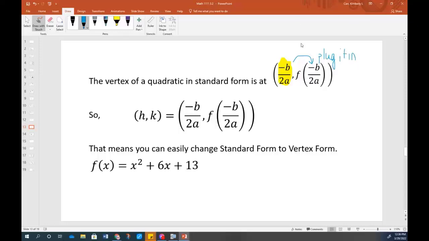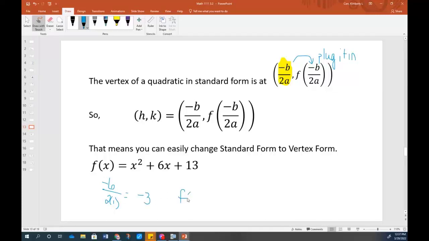Plug it into what? To whatever your equation is. If you were to look at the Pearson videos or They Help Me, they're going to tell you that you need to go through completing the square, but that's a lot longer than this process. So what we're going to do is the opposite of b over 2a, and we find out here that that equals negative 3.